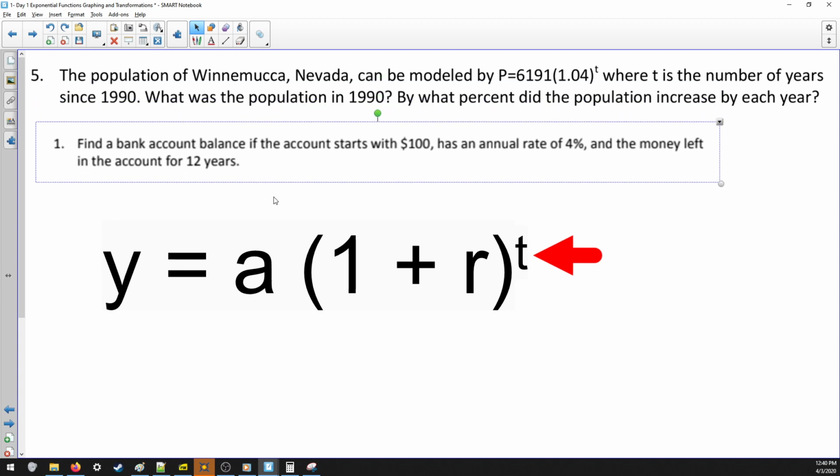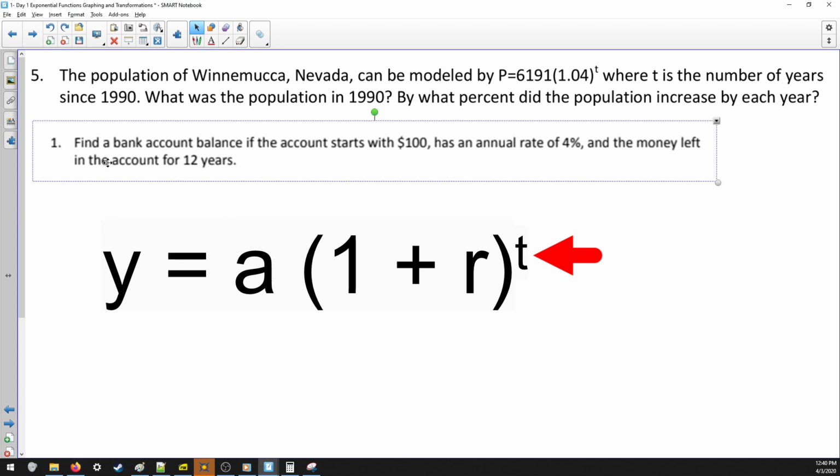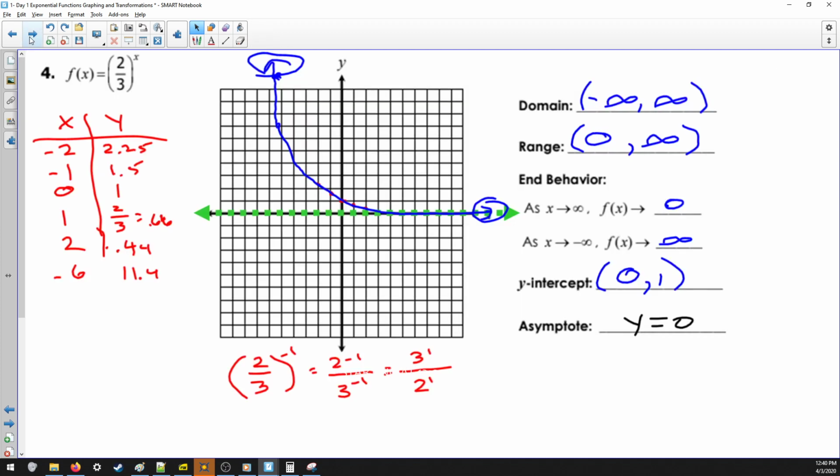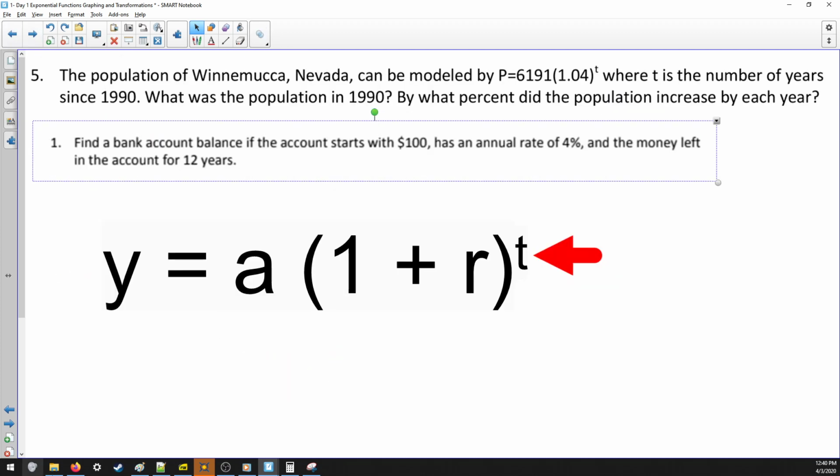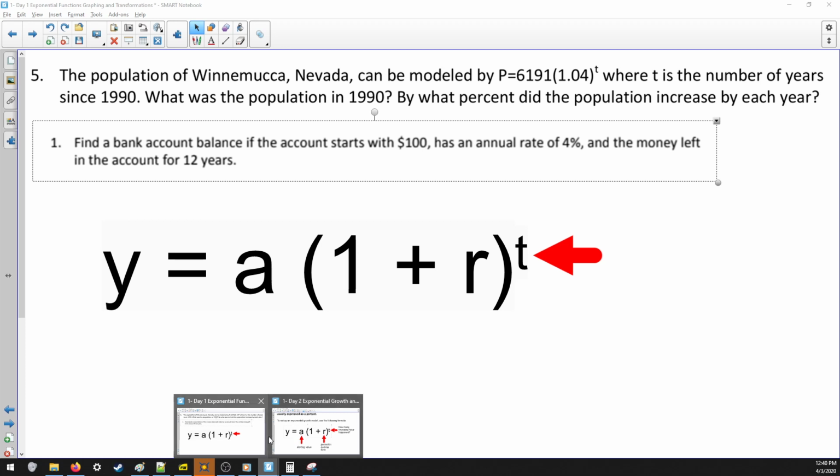And it says find the bank account balance if the account starts with $100 and has an annual rate of 4%, and the money is left for 12 years. So for problem number 1, this is a direct connection to this equation. And the one thing that you do have to think about, let's see if I'm in the right one. I'm not. If I go to my other thing right here, right?